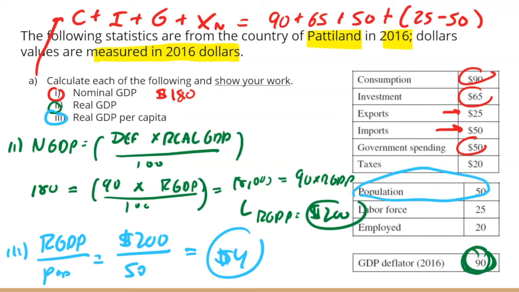So if we're looking at it all again, A1, our nominal GDP, is going to be $180. Our real GDP is going to be $200, and our real GDP per capita is going to be $4.